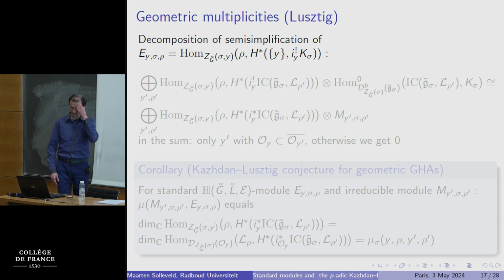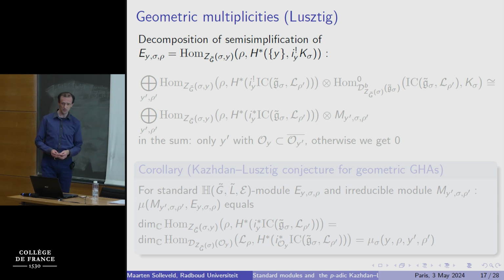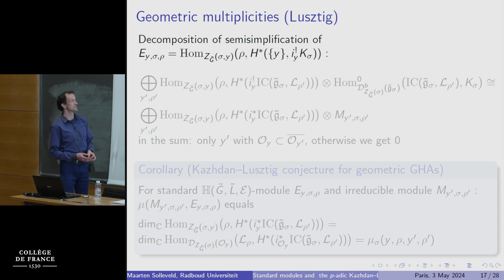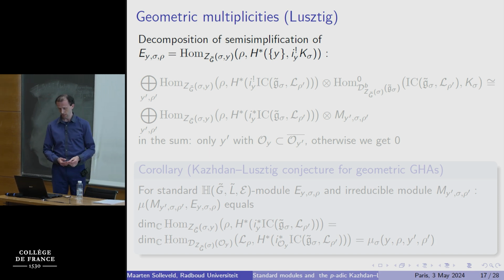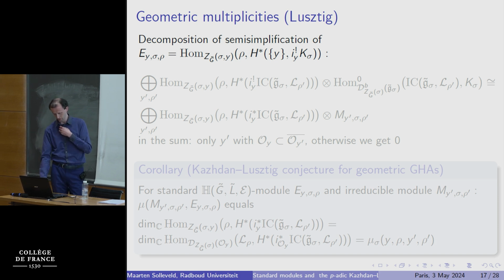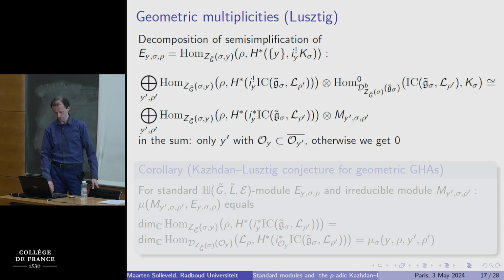So now, let's try to compute the multiplicities here. This has already been done by Lusztig some time ago. In this purely geometric setup, we have a formula for what a standard module is in terms of: take a perverse sheaf, pull back to a point, take cohomology, and then maybe also involve an irreducible representation rho. And you want to semi-simplify it and then compute multiplicities.